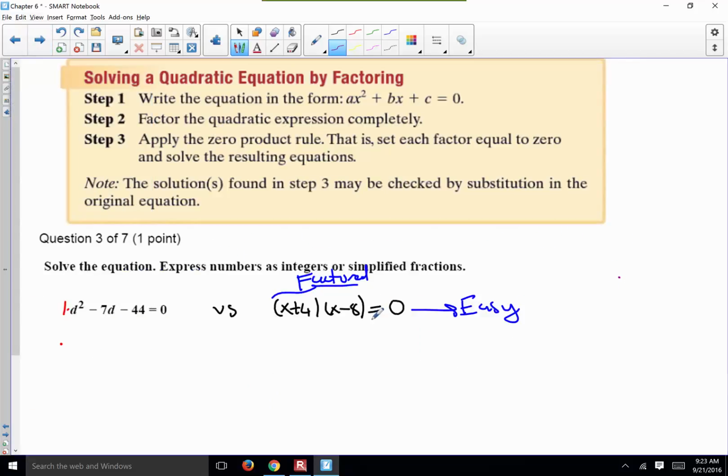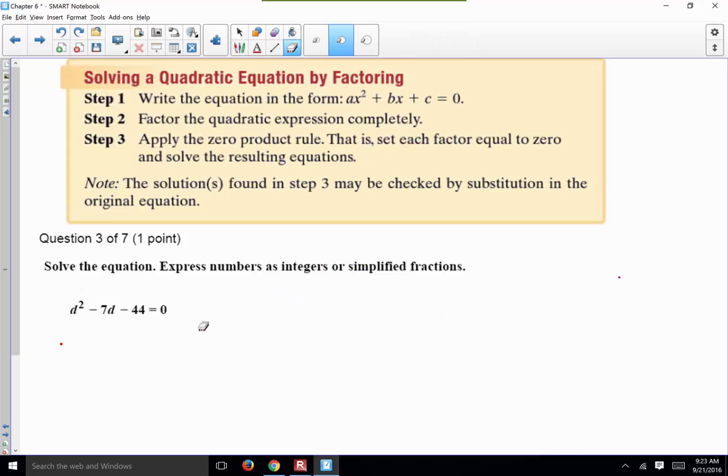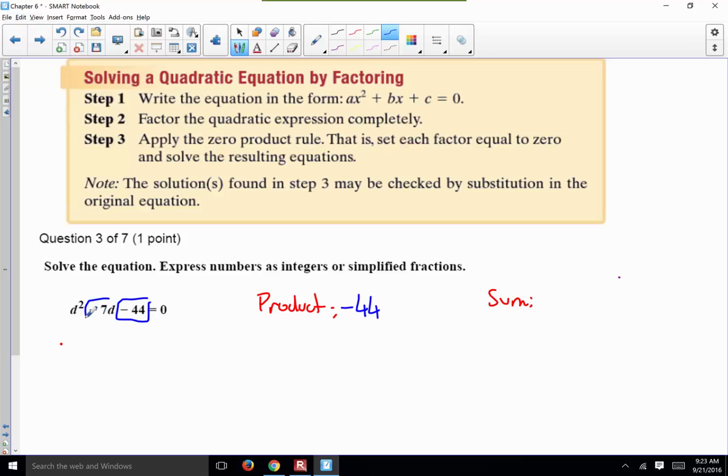Okay. Alright, let's clean this up. Product will be, and sum will be, product needs to be negative 44, sum needs to be minus 7. Give me candidates. You can just throw in numbers here. Their multiplication will be minus 44 and their addition will be minus 7. First thing that comes to my mind is 1 and 44. Negative 1 and 44 makes minus 44 when I multiply. But when I add them, they make 43.